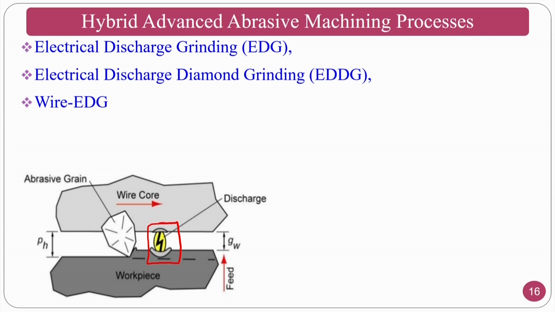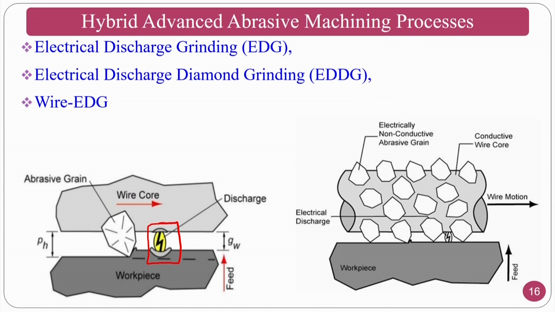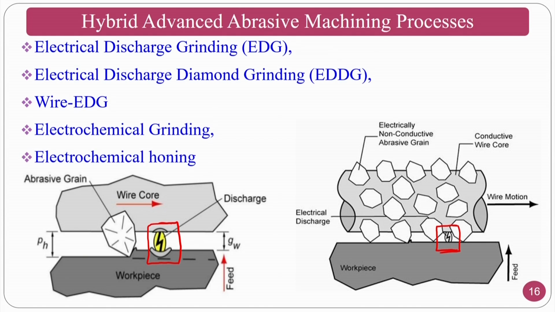Wire EDG, we have also seen, where diamond particles are brazed on a wire, as in wire EDM. A similar mechanism you can see here, like electric discharge diamond grinding. Where the bare wire material is there, the spark will be generated, and the diamond particles will remove the material. Okay. Then we move on to the electrochemical grinding process, and then we have also seen the electrochemical honing process.